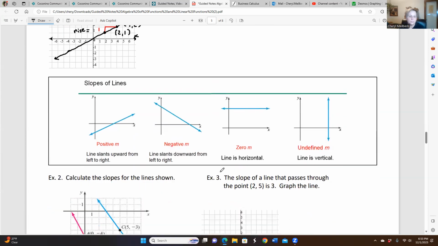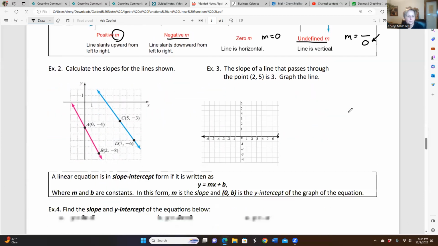Let's look at slopes of lines. Now, as we had up here, we had a positive slope 1/2, and it did go up from left to right. So when m is positive, the line slants upward from left to right. When m is negative, it slants downward. If m equals 0, then the line is horizontal. And if you find your slope and you find that when you do the subtraction, you have a 0 in the denominator, that is called undefined, and you have a vertical line.